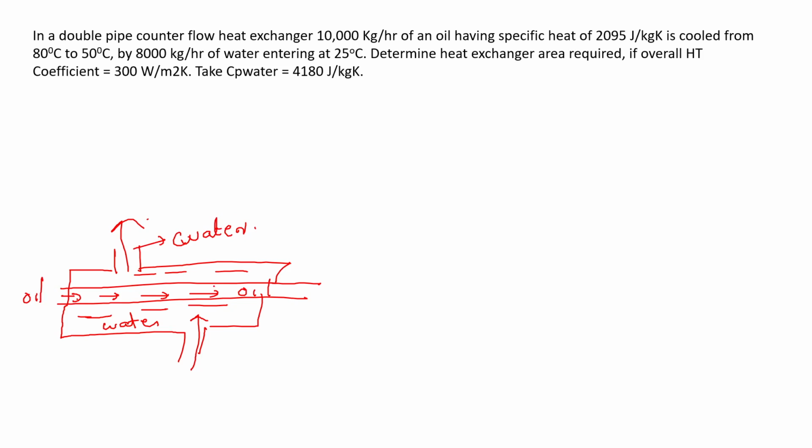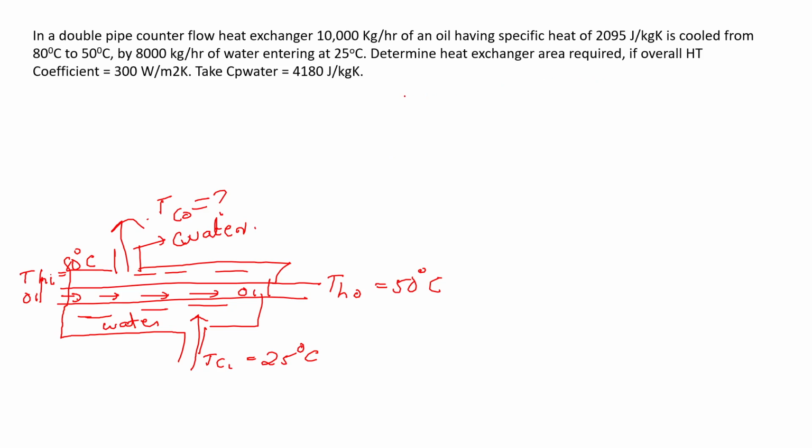So TCI is given, that is 25 degrees Celsius, the cold temperature, and THO is given 50 degrees Celsius, and THI, the hot liquid input, is 80 degrees Celsius. After coming out of the heat exchanger, it becomes 50 degrees Celsius, and for the cold water we have to find the TCO, how much is the water temperature after passing through this heat exchanger. That we have to find first, then determine the heat exchanger area required.